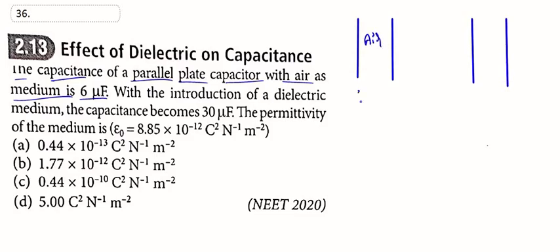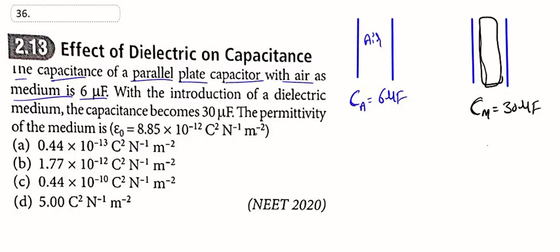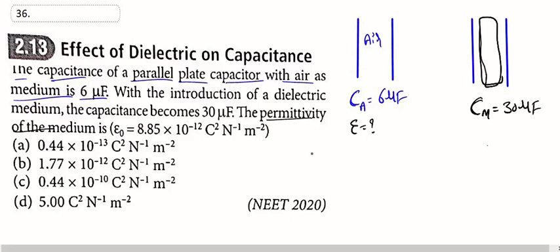So air medium capacitance is 6 microfarad. Now introduce the dielectric medium. This is called a dielectric medium. So when this dielectric medium is introduced, the capacitance of the medium is equal to 30 microfarad. You have to calculate the permittivity of the medium.